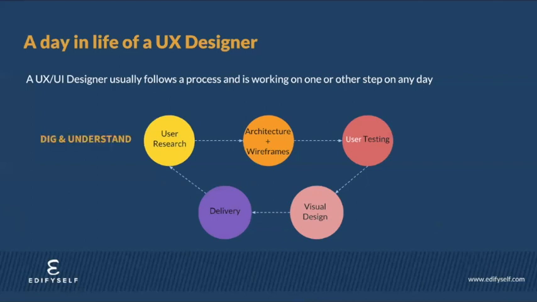So the process begins with digging and understanding. So there's things like user research, competitive research. So you're basically digging inside more to understand what the problem statement is, what kind of users are going to be there, what your competitors are, and things like that. Once you have that in place, the next step is starting to think and create something new. So you make architecture, you make wireframes, you make prototypes, and you carry out user testing. So you started to create something. Once you have something in place, the next step is beautifying it, making it beautiful, more attractive.